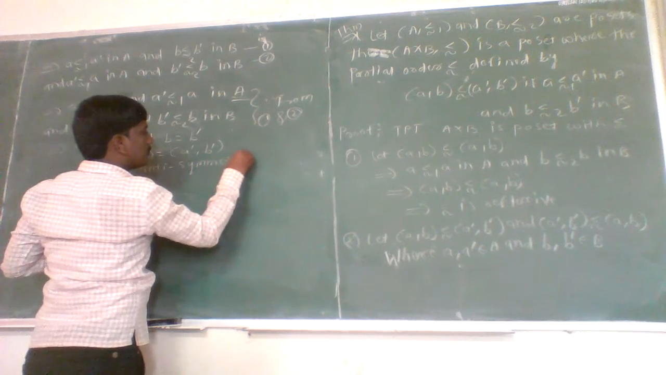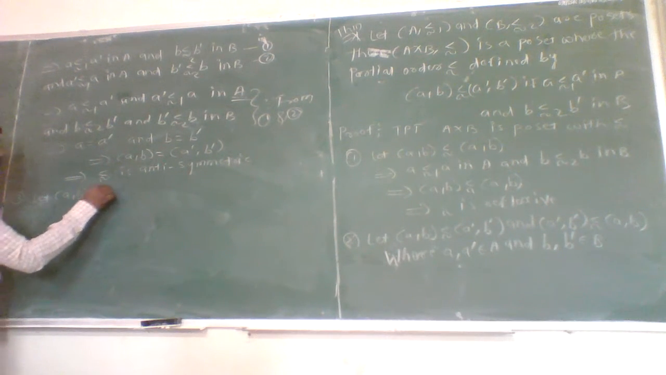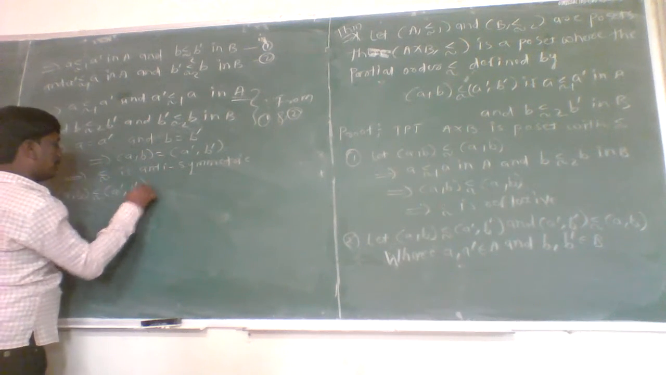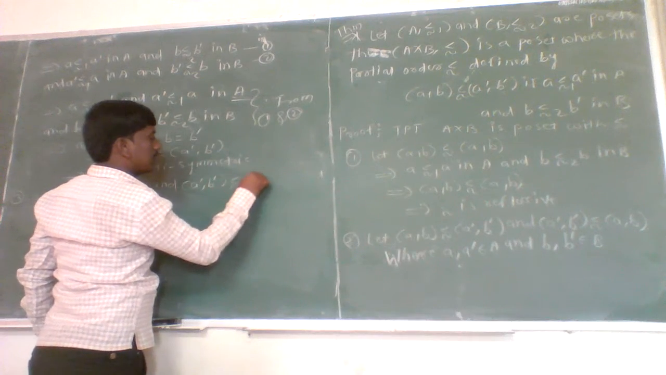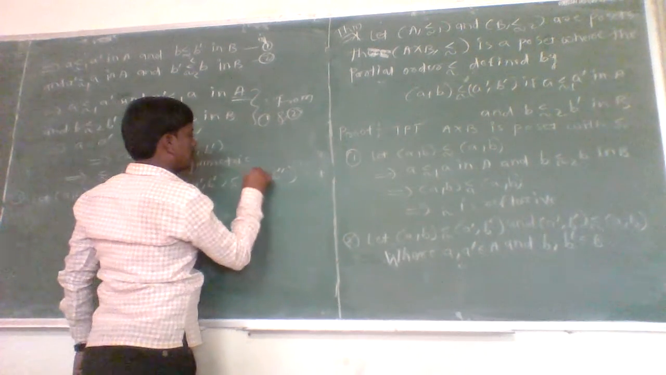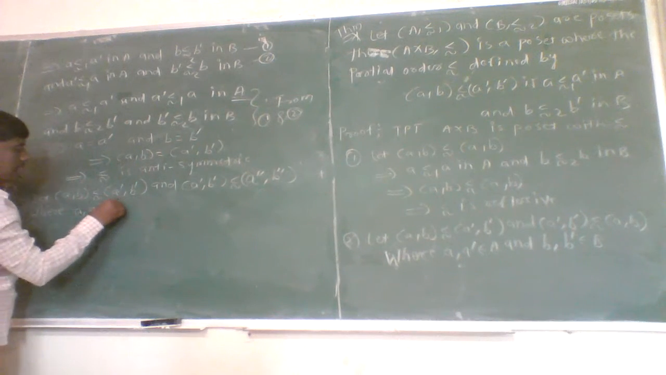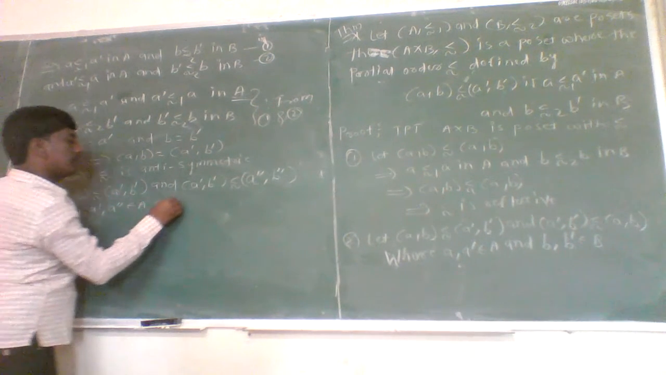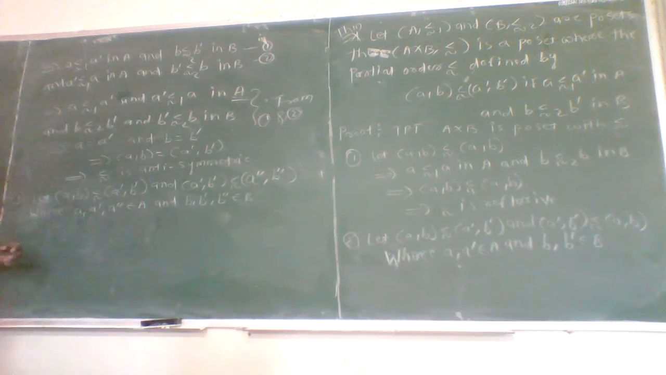Okay. Now it remains to prove that it is transitive. Third one. Let (a,b) precede (a',b') and (a',b') precede (a'',b''). Now, from the given data, a', a'' belong to A and b', b'' belong to set B.